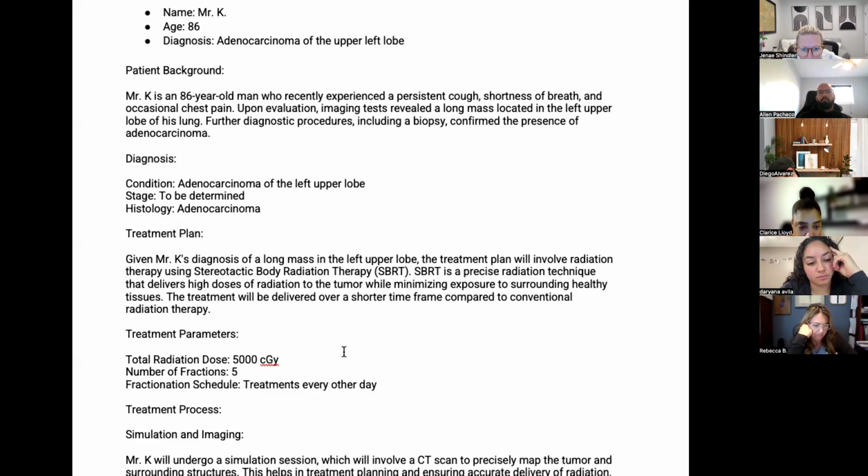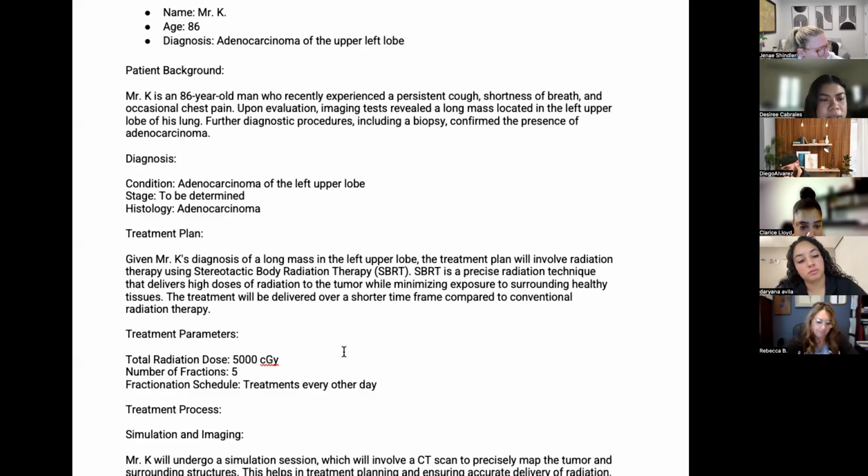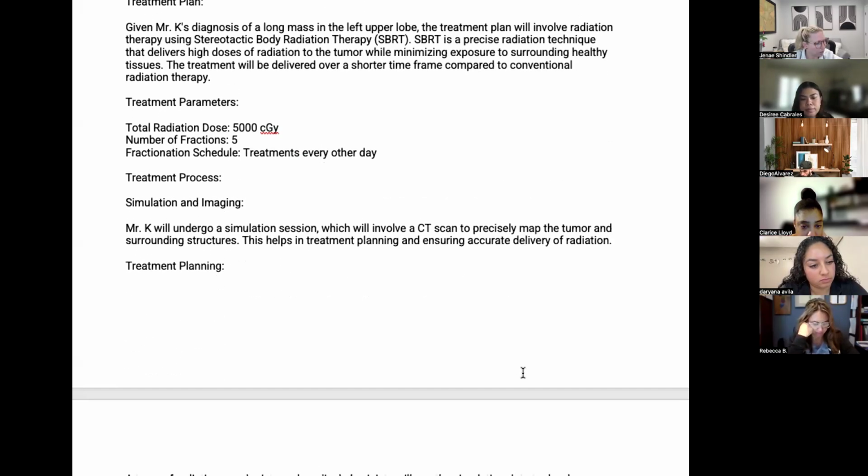Okay, Desiree, treatment parameters. Total radiation dose 5,000 centigray. Number of fractions is 5. Fractionation scheduled treatments every other day. Okay. Megan, you will do simulation and imaging.